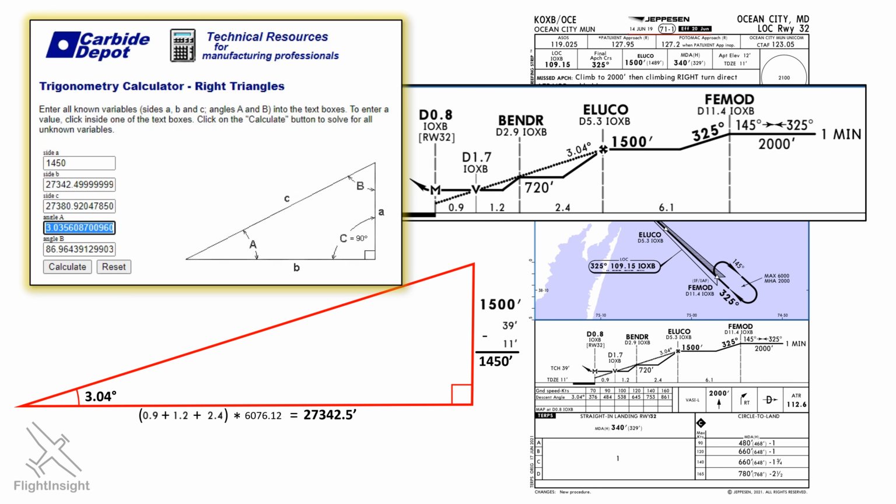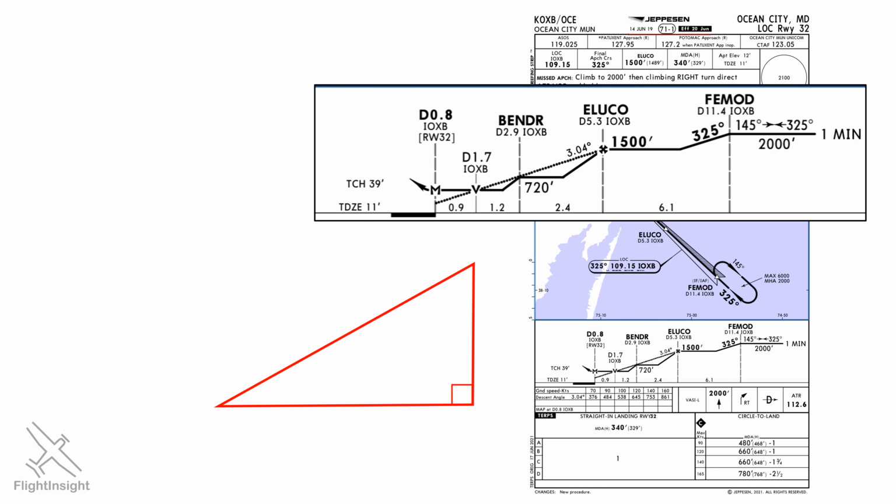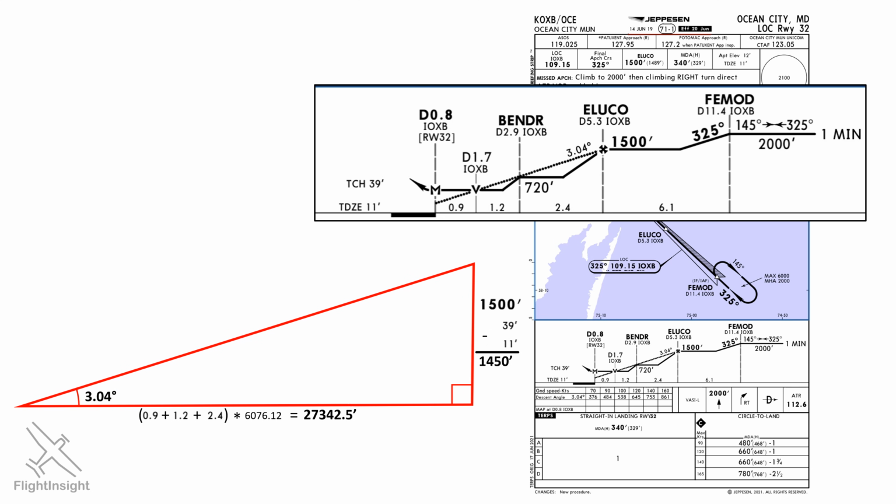If you had to lose the same amount of altitude in a much shorter distance, for example, the descent angle would be much higher. Notice on this approach that the 3.04 degree glide path keeps us above the step-down altitude at Bender and the MDA at the visual descent point.